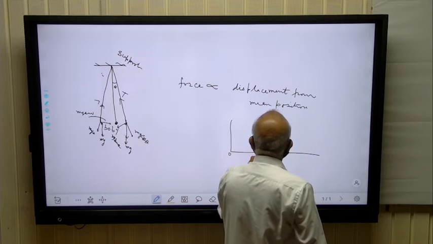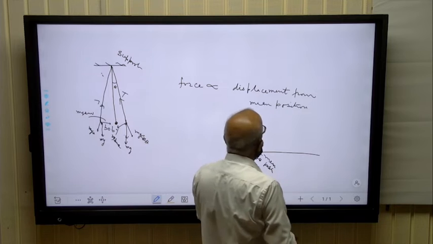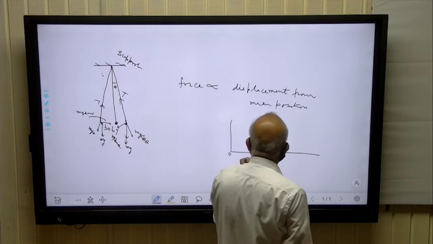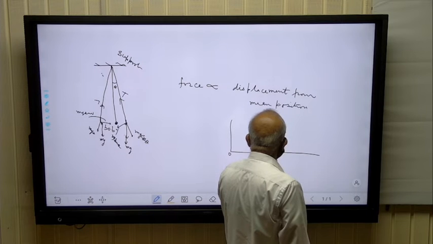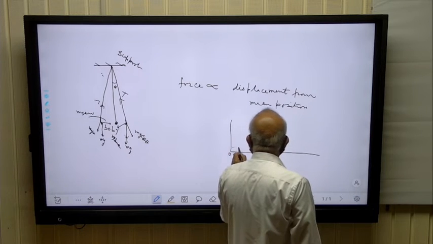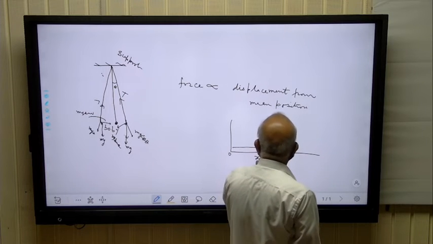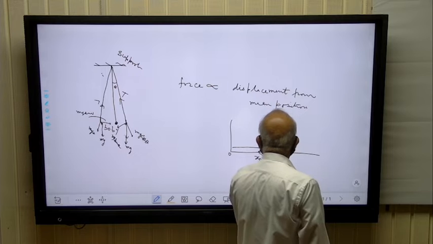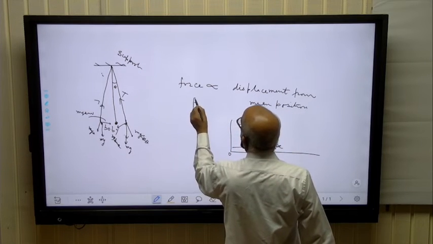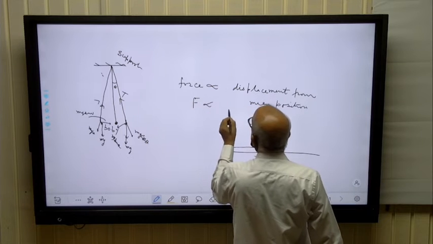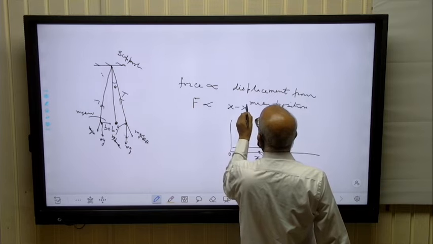It means it tries to always be at this position. Now, by some external agency, we disturb it and suppose it is at here. So, from here to here, let this be x. Therefore, this is displacement. So, F is proportional to x minus x0.